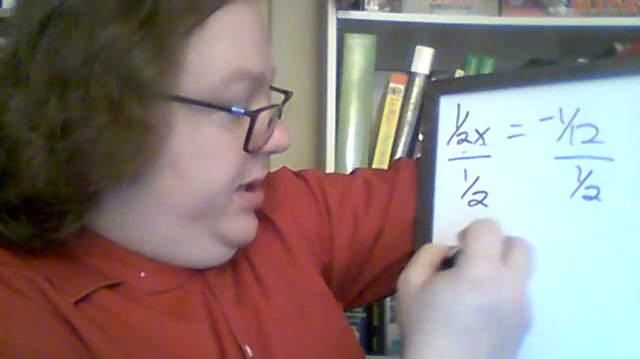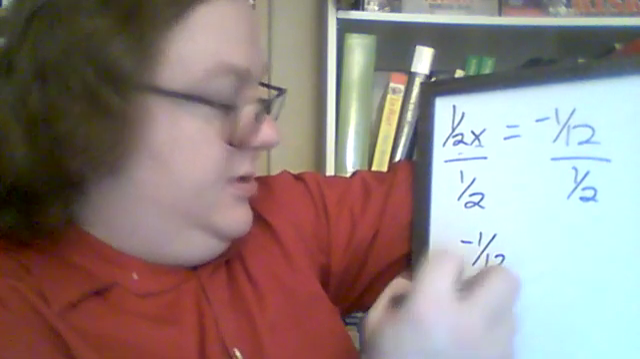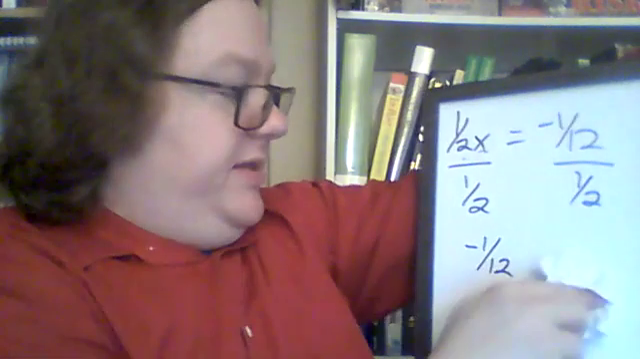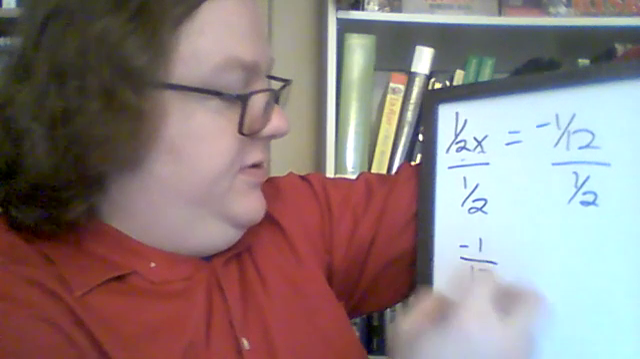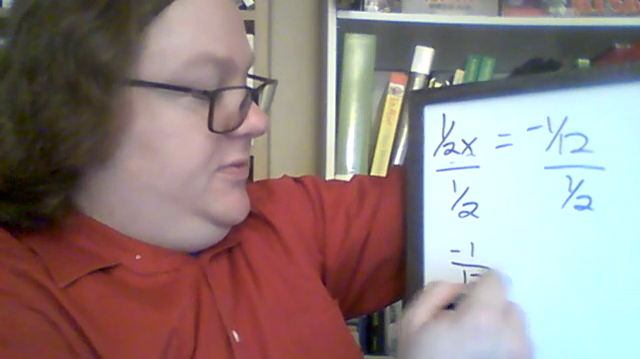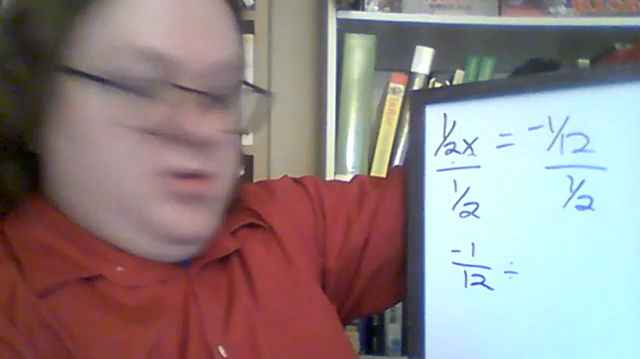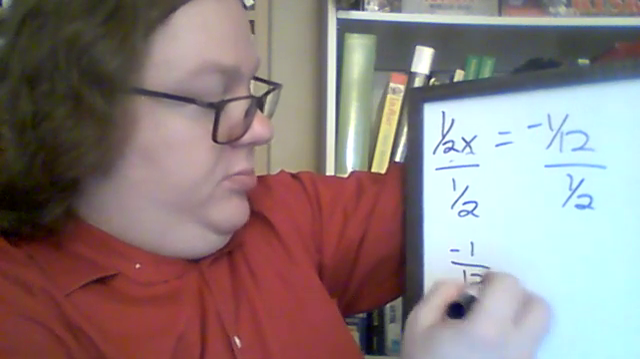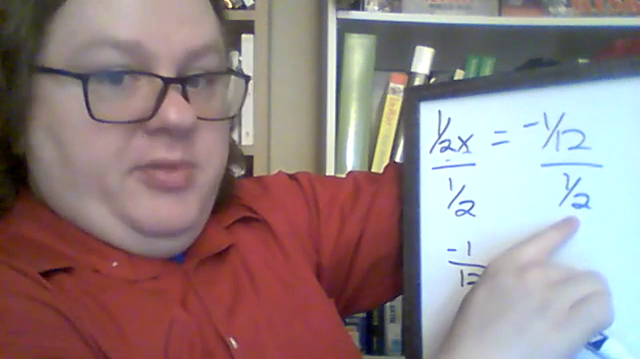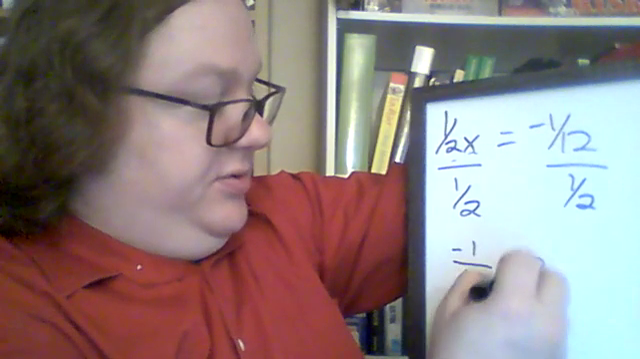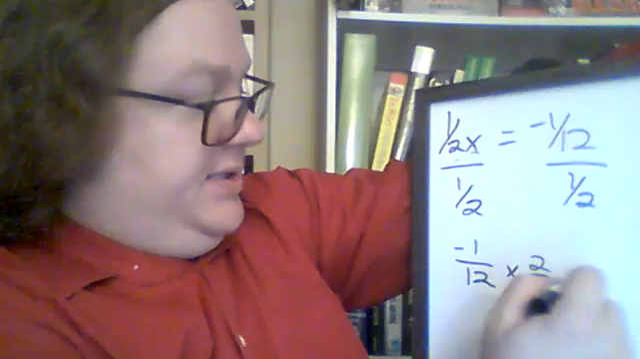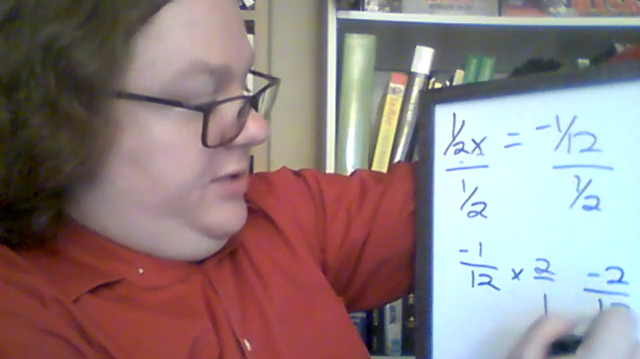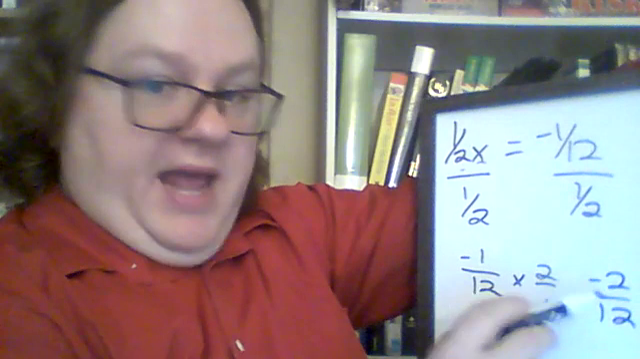I've got negative 1/12. Hold up. Let me write that differently. Negative 1 over 12. And instead of doing the division symbol, I'm going to multiply. I'm going to flip this. So instead of 1 over 2, it's 2 over 1. So that's negative 1 times 2 is negative 2 over 12. And I can simplify that.